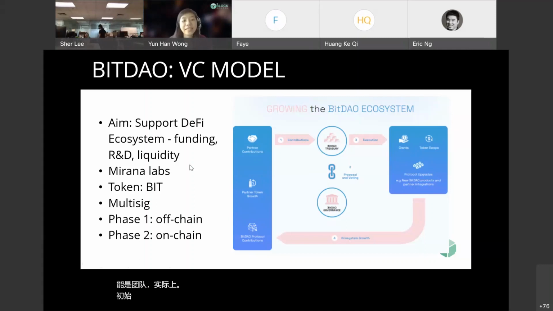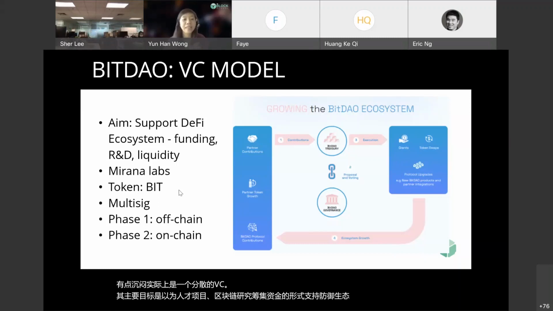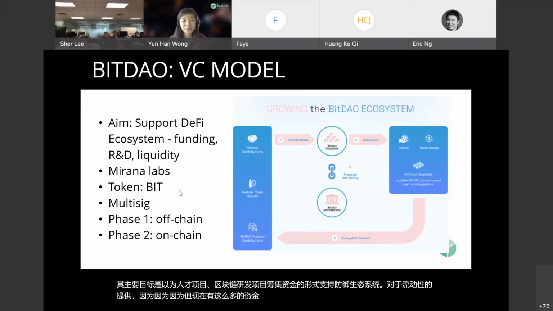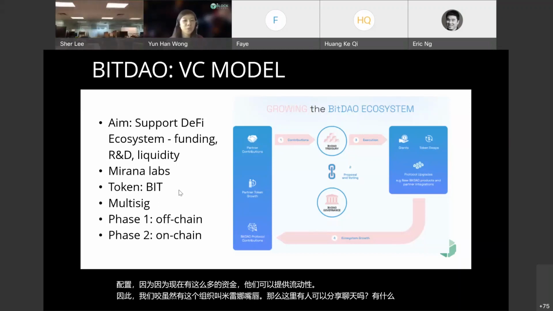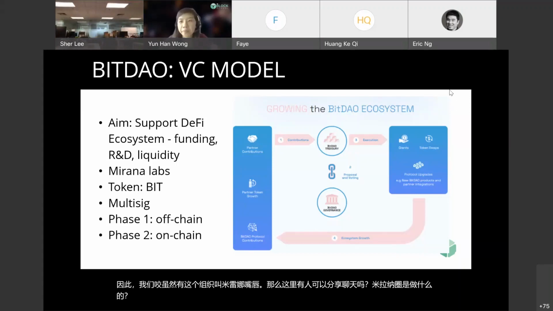BitDAO is actually like a decentralized VC. The key aim is to support the DeFi ecosystem in the form of fundraising for projects, for talents, for blockchain research and development, for liquidity provision. Since BitDAO has so much funds, they can provide liquidity. So within BitDAO, there is this organization called Mirana Labs. So can anyone here share in the chat, what does Mirana Labs do? So what is Mirana Labs?